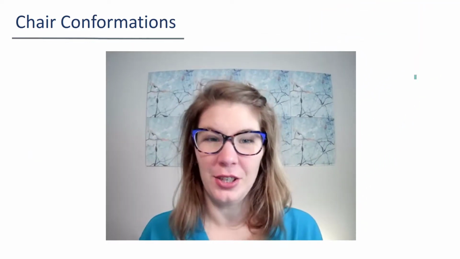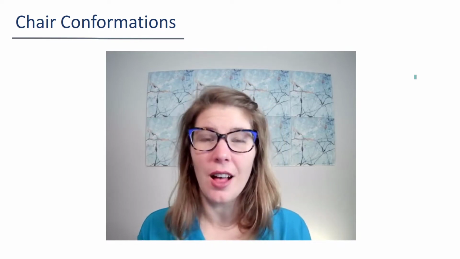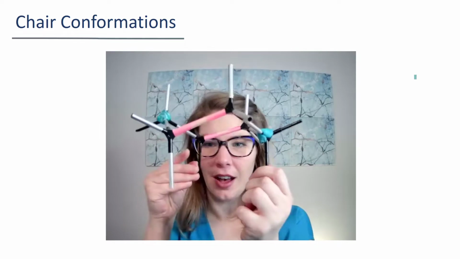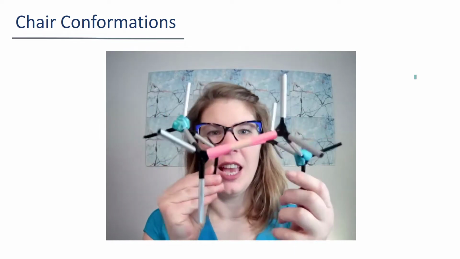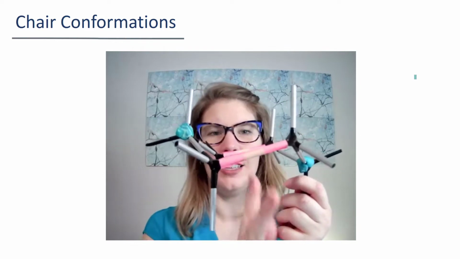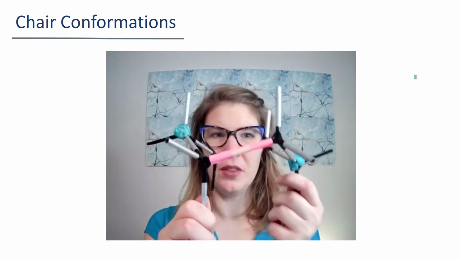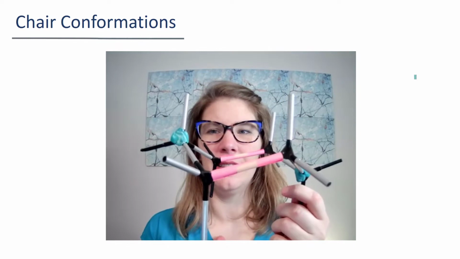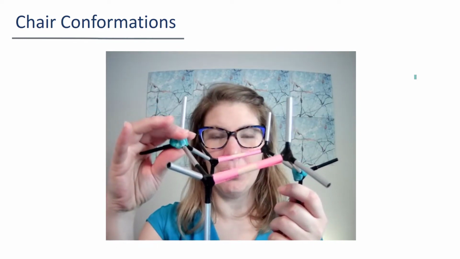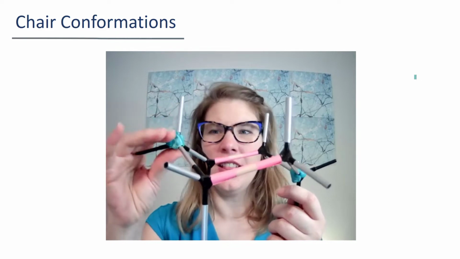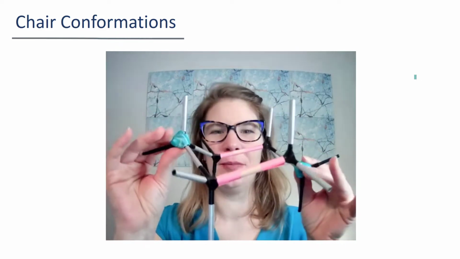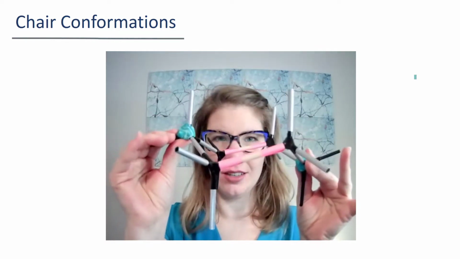The next thing I want to do is show you a model of a chair conformation. So here is my model of the chair conformation. Notice how I have these two bonds highlighted in pink. These are my parallel bonds. And the atoms that I had put dots on in green, that one is here covered in Play-Doh, and that one's here covered in Play-Doh. So this is one of my chairs.